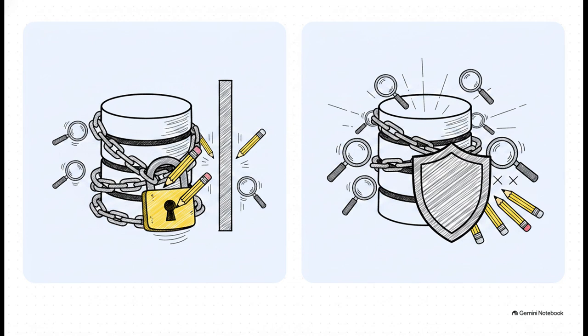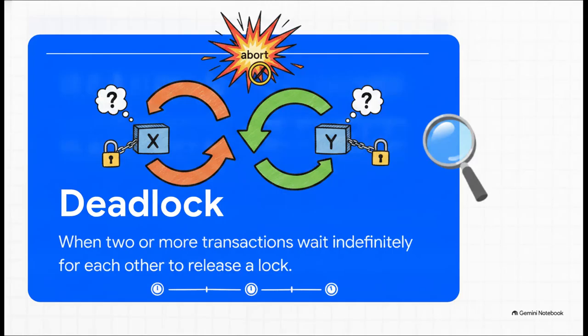It allows other transactions to also place shared locks to read the same data, but it absolutely forbids anyone from placing an exclusive lock to write to it. However, as great as locking is, it isn't perfect. It introduces a brand new problem called a deadlock. You'll sometimes hear this dramatically referred to as a deadly embrace.